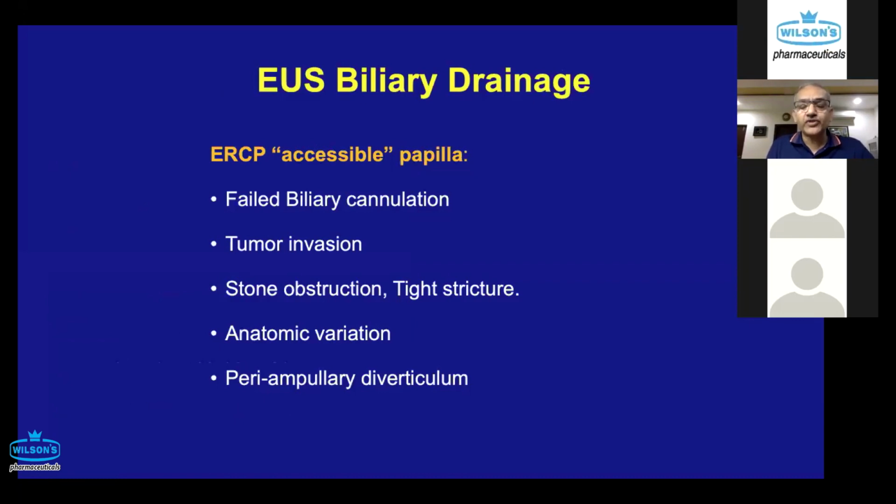So when do we use EUS guided biliary drainage? The common indications are failed biliary cannulation, tumor invasion of the papilla or the duodenum, a stone which is tightly obstructing and not allowing us to go inside the bile duct from the papillary route, or a very tight stricture, or there are anatomical variations or a periampullary diverticulum.